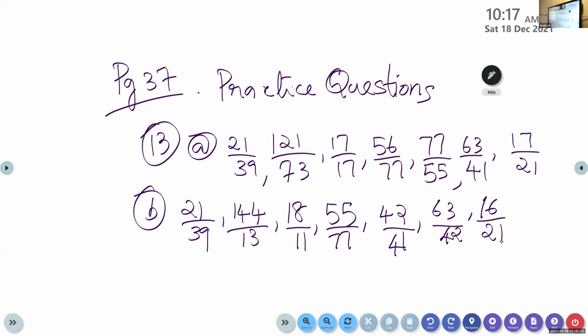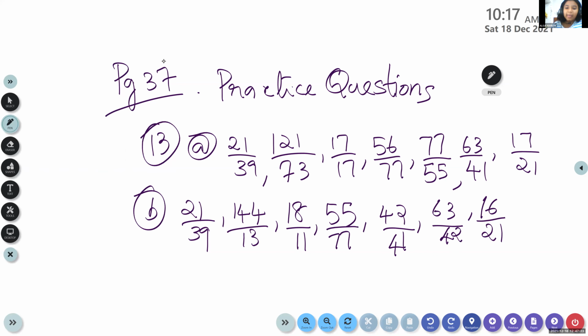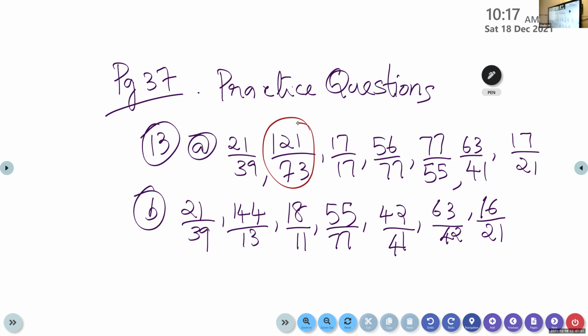Okay, now Malavika, can you give me the answer of question number 13A? Children, have you completed question number A? Yes, ma'am. Only write the improper fractions. Ma'am, 121 by 73. Yes, 121 by 73. Then 17 by 17. My dear, Malavika is saying the answer.